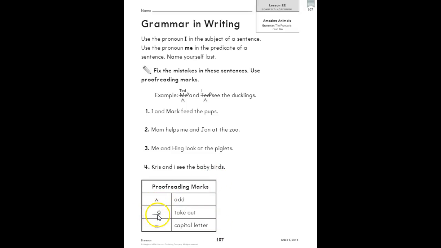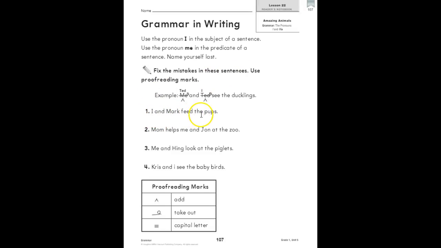So you kind of make a line and squiggle out to take out a word. You underline it 3 times for a capital letter, and you use a caret to add. So in this case, me and Ted should be Ted and I. So they crossed off and took out me. They added with a caret underneath and wrote Ted. And they did the same thing. They took out the word Ted, made a caret, and added I. See the ducklings. Okay, let's do number 1 together.